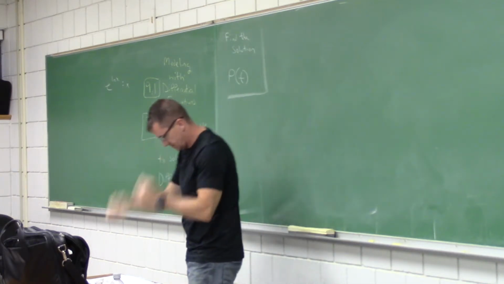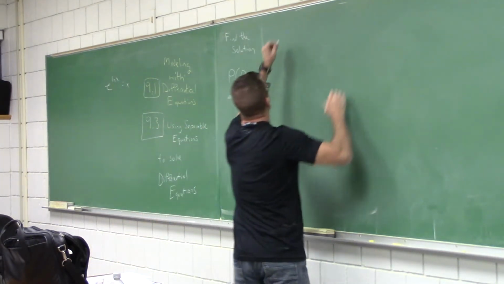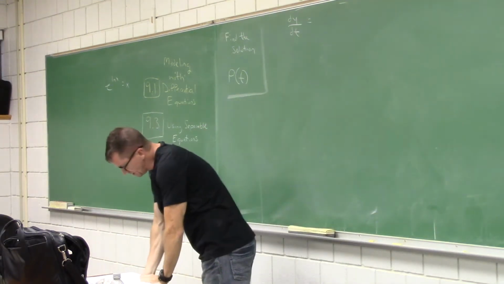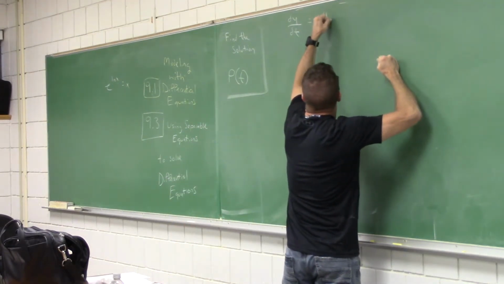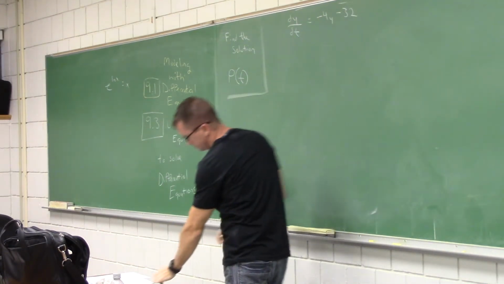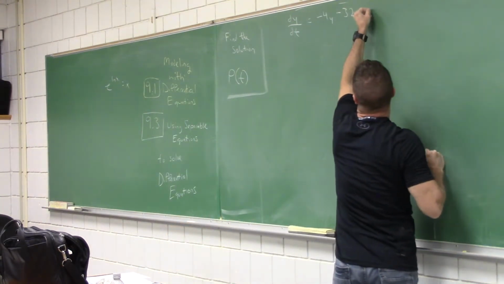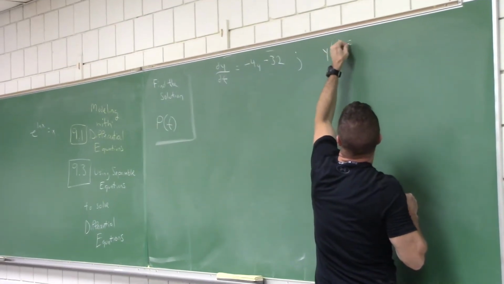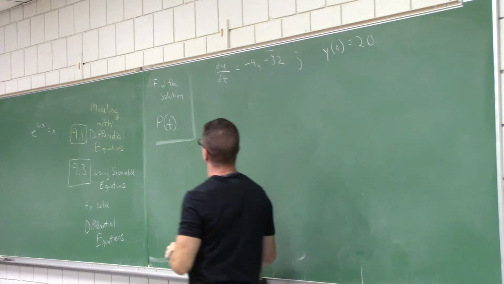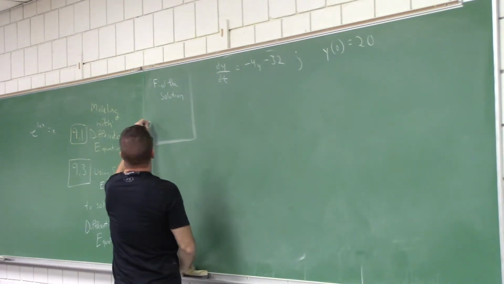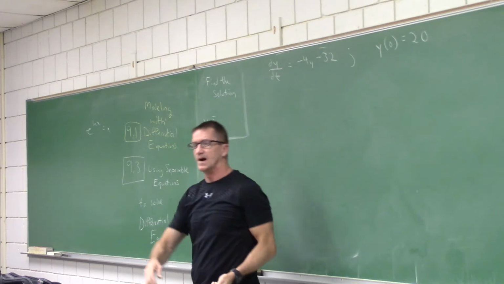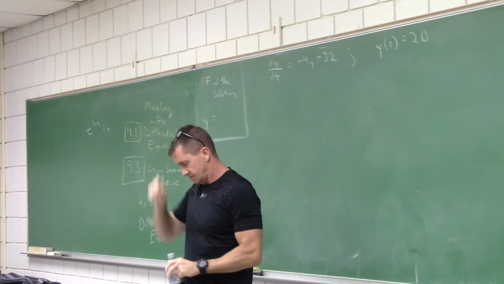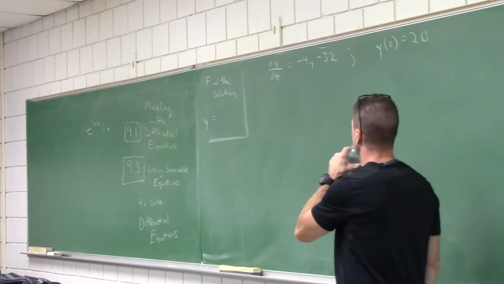And this problem, let's try this. dy/dt is equal to negative 4y minus 32. And I'm going to put a semicolon right next to it, provide the initial value. y of 0 equals 20. And you can find the solution, which would be like, find what y equals, using separable equations. So we'll use separable equations to figure out what y is.